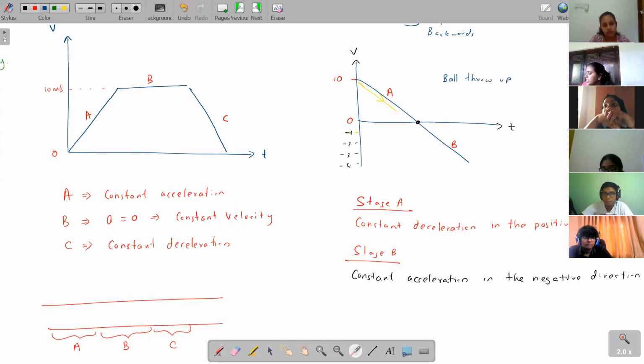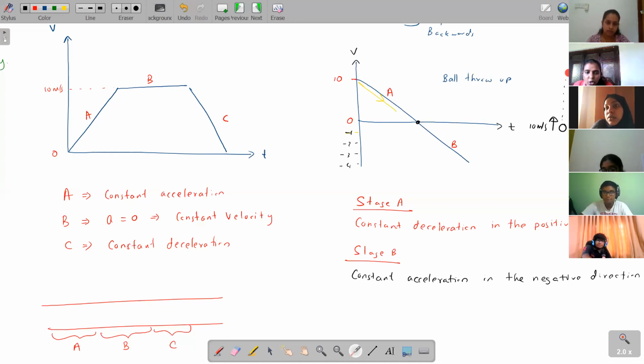So this graph is a good example of what happens when you throw a ball up. Do you see what's happening? You throw a ball up at 10 meters per second. What happens? The ball goes up, but does it go up increasing in velocity or decreasing? When the ball is thrown from your hand and goes up, is the speed decreasing or increasing?